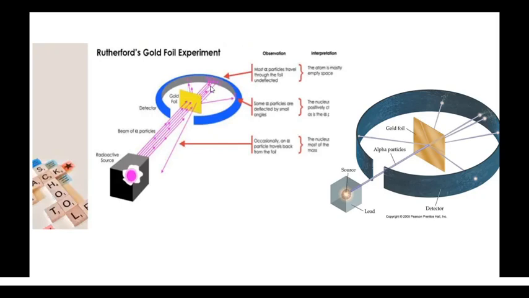And here you can see the undeflected alpha particles, which are more in number, and also some alpha particles get deflected through small angles and some alpha particles get reflected back.